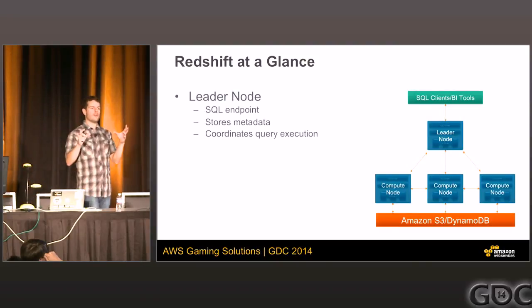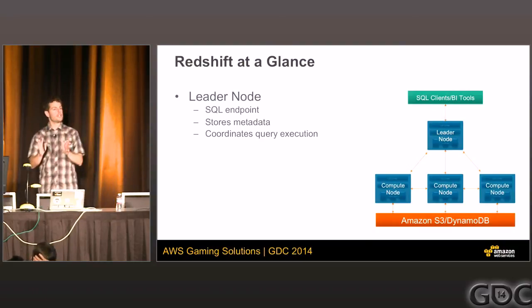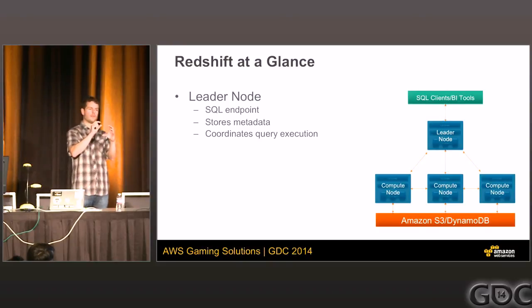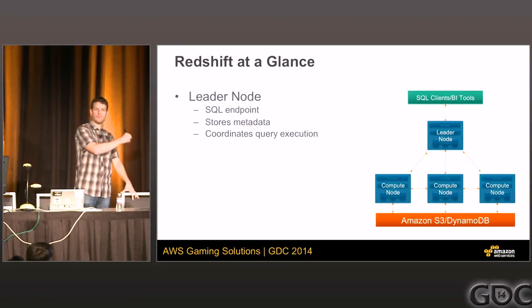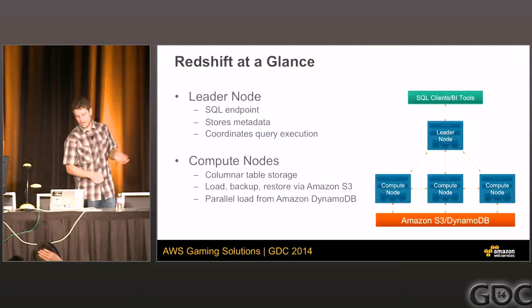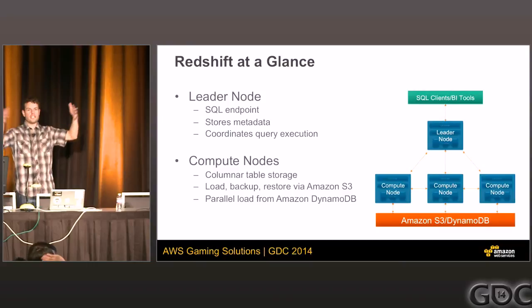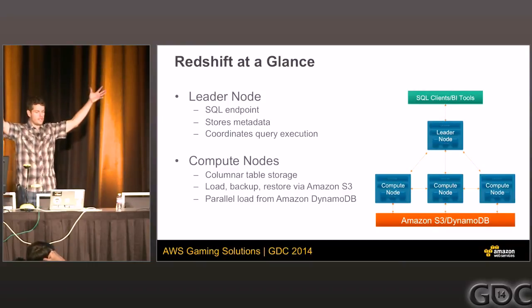You have a leader node, which takes care of ingesting the data and coordinating all the querying. As I said, it's completely SQL compliant. To you, it just looks like a SQL endpoint. You just have a SQL ODBC string that you can put into whatever tool you want, and you can run familiar SQL queries. Under the hood, it uses the leader node to coordinate that, and then you can have n number of compute nodes. As you scale up, you can just keep adding compute nodes.